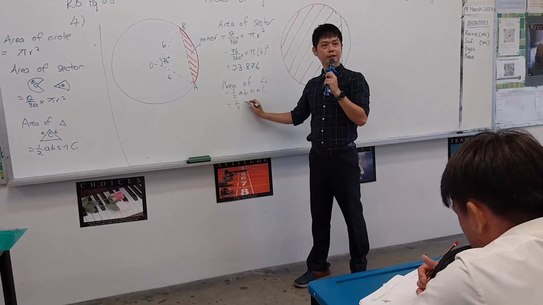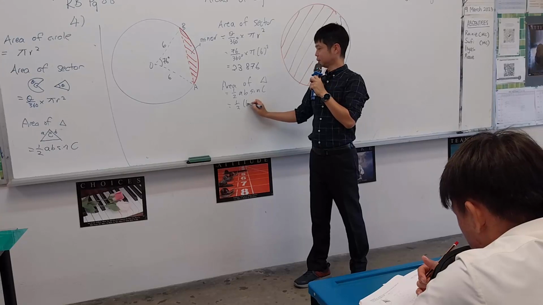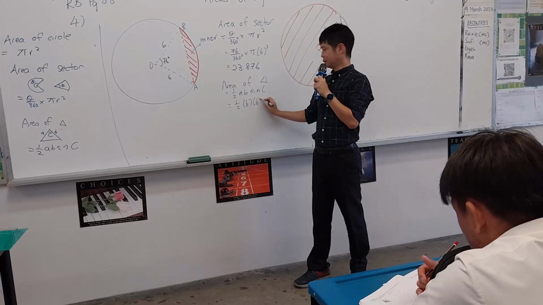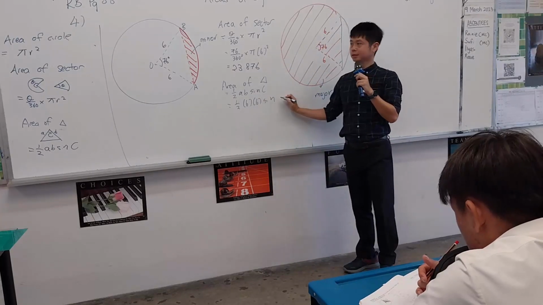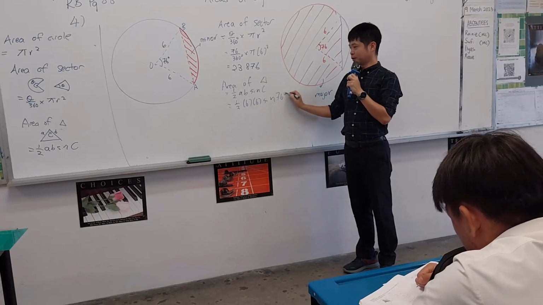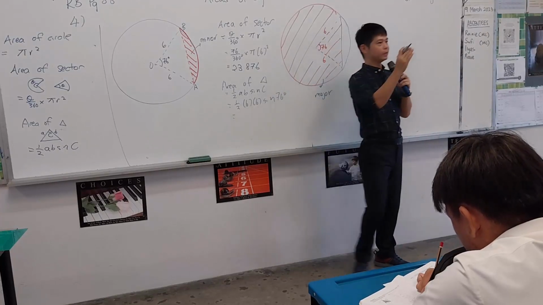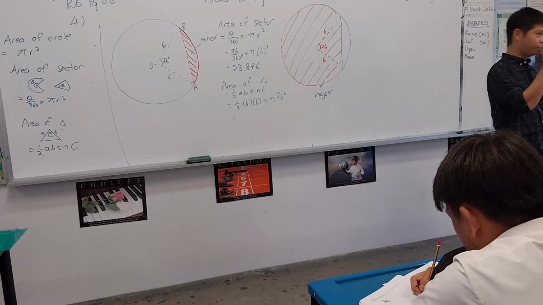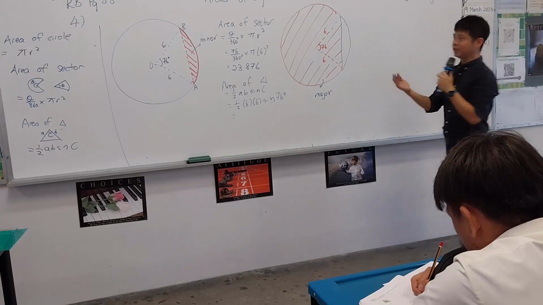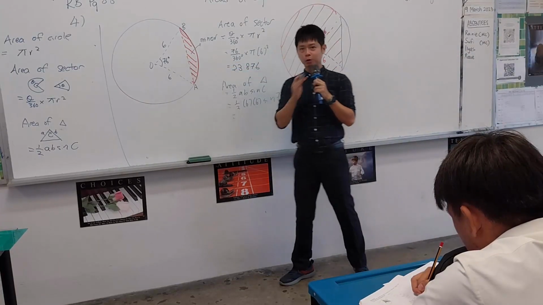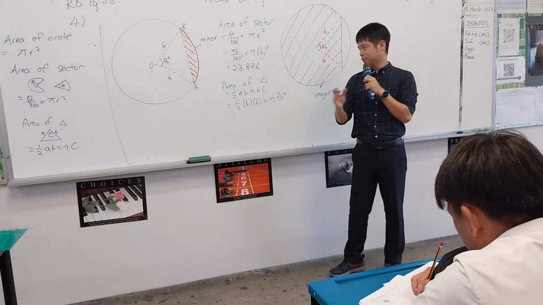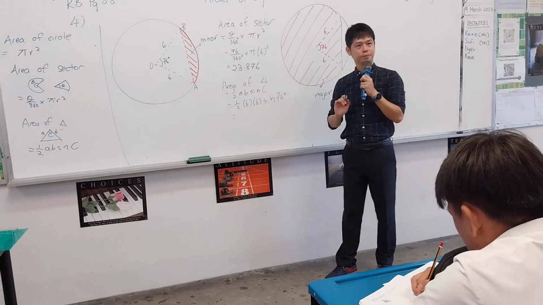Again, for the area of the triangle, we will use the formula half AB sine C. What is the value of A? B? And the included angle? 76. Now, A is always the radius, B is always the radius, and C is always the one in between. So the question is quite standard and fixed. What answer will I get?